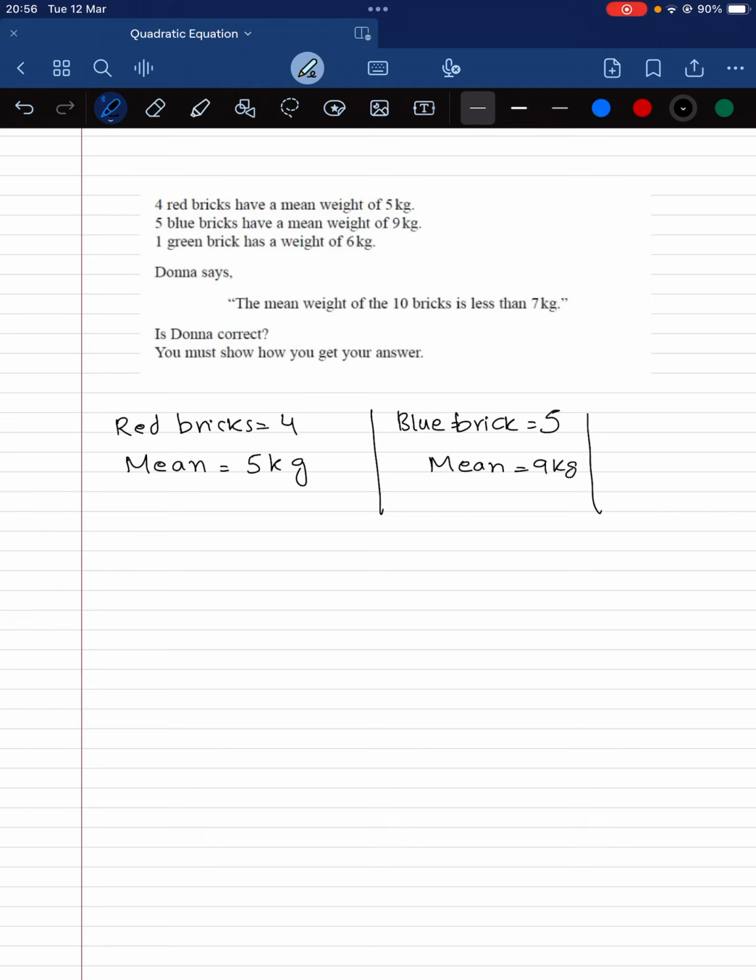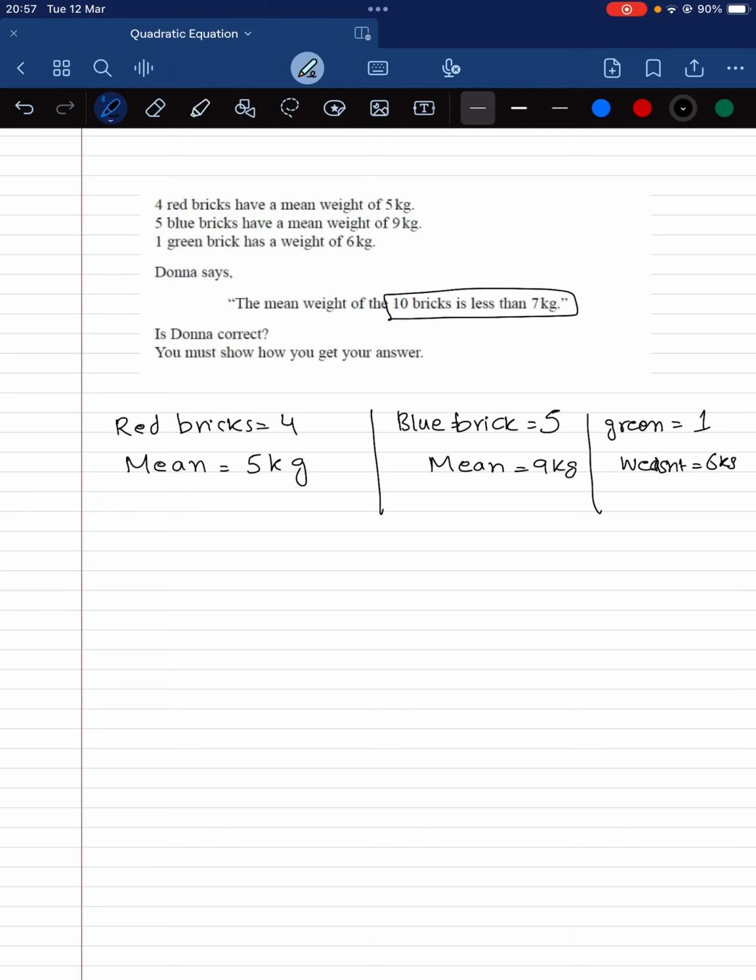Okay, then we have one green brick. We have only one green brick, and its mean weight is basically the weight of the green brick, which is 6 kg. Now he says that the mean weight of the total 10 bricks is less than 7. So we need to check whether the mean is less than 7 or not.